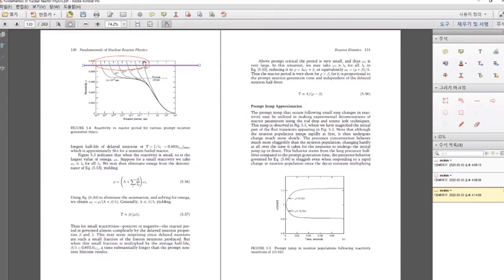And also what we can observe here is that as the prompt generation time decreases by a factor of 10, then also the reactor period decreases by a factor of 10. So the reactor period is basically proportional to prompt generation time. So prompt generation time provides a significant effect in the region above prompt criticality.